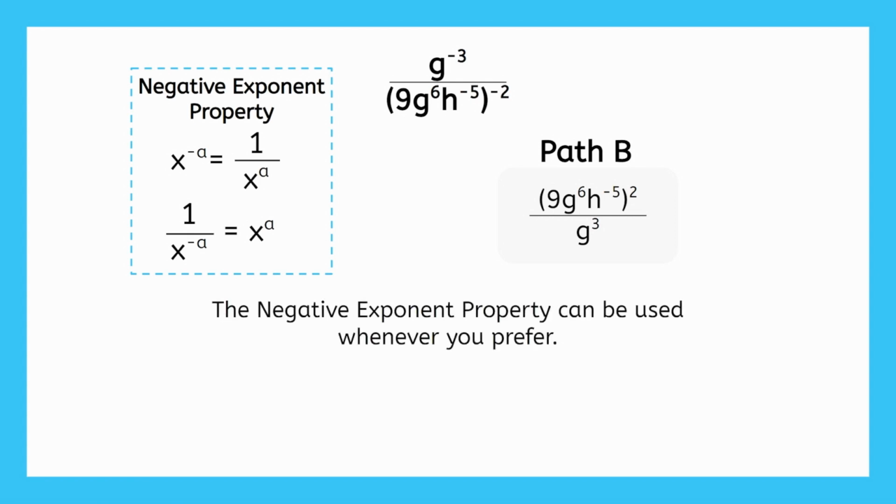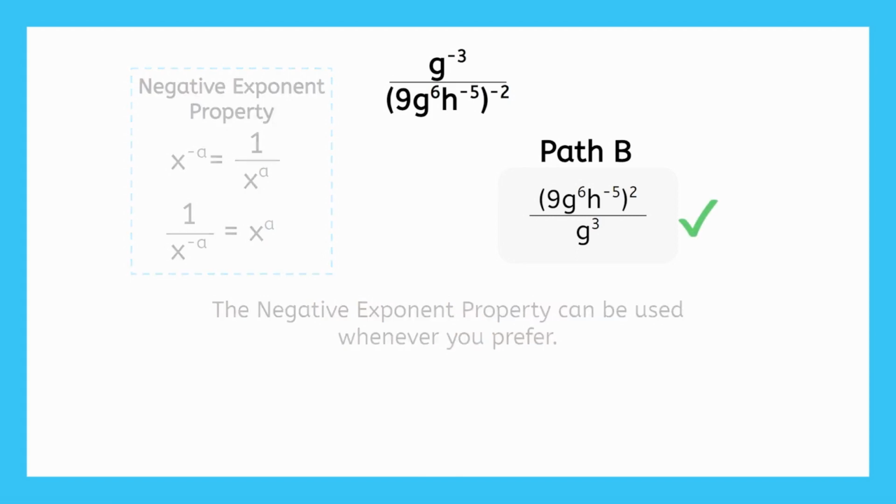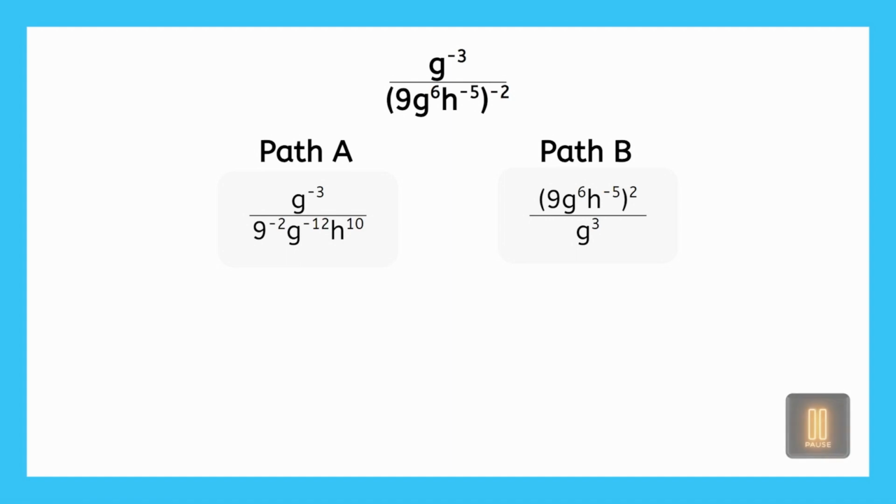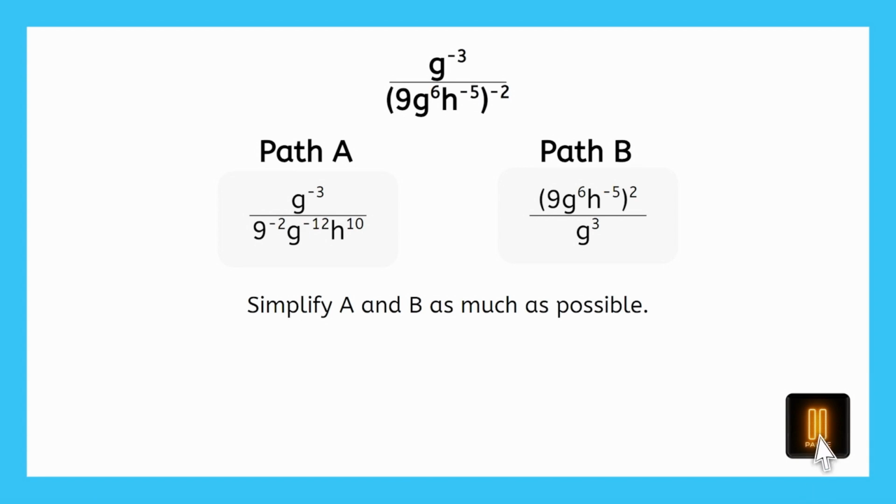Remember, the negative exponent property can be used at different times depending on what you prefer. In path B, it was used as the first step, which is perfectly okay. So does this mean both path A and path B are correct? There's only one way to be totally sure. If both paths are correct, then the final answer should be the same for both. Pause here to finish simplifying both of these expressions. Take your time, follow the order of operations, and if you get stuck, use your property inventory sheet as a reference.